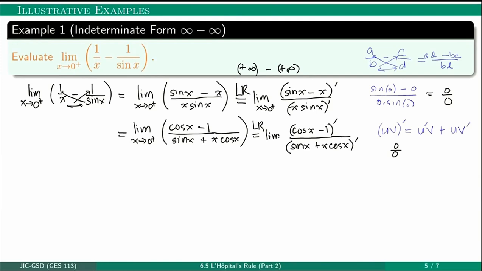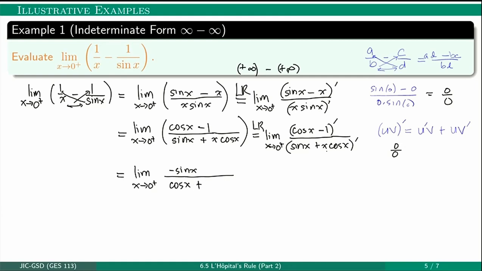Afterwards, I will take the limit as x approaches 0 from the right. So let's simplify this one. Limit as x approaches 0 from the right. The numerator now will be the derivative of cosine x, which is minus sine x. The derivative of minus 1 is just 0. Divided by the derivative of sine x, which is just cosine x.